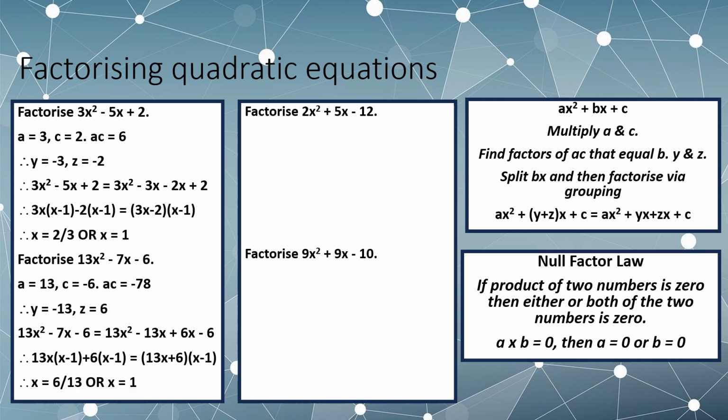Okay, another example now. 2x squared plus 5x subtract 12. So we have a is equal to 2, c is equal to negative 12. So our AC, or a multiplied by c, is equal to negative 24. We then have y is equal to 8 and z is equal to negative 3, as 8 subtract 3 gives us our positive 5, which is our b value. Placing that back into the equation, we end up with 2x squared plus 8x subtract 3x subtract 12.